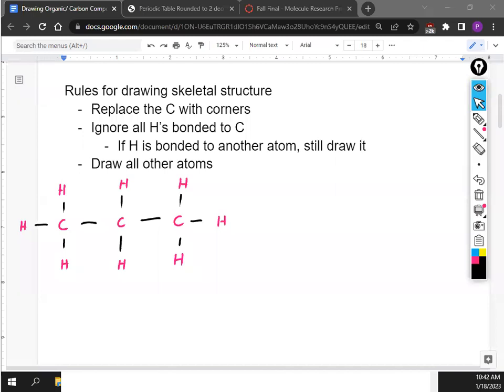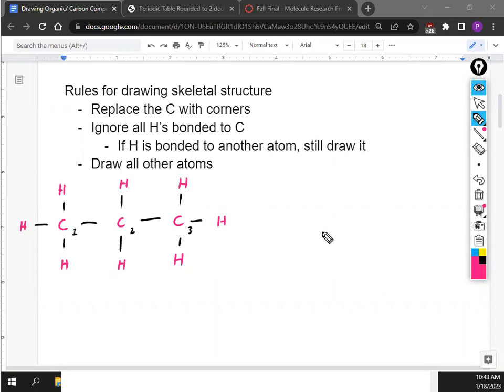Okay, guys, let's take a look right here at the structure. We're just going to follow the rules. We're going to replace all the carbons with corners. What that means is we're going to be drawing lines, and every single corner that you make, every point you make, is a carbon. So if you take a look here, how many carbons do we have in this structure? 3. Yeah, there's 1, 2, 3.